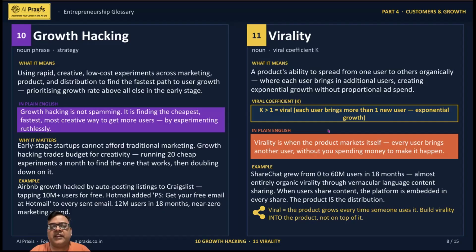Let's move to something called virality. Virality is when your product grows because users bring more users. The key concept here is the viral coefficient, K. If K is greater than 1, each user brings more than one user. That means there's exponential growth. Now, let's simplify this. Virality is when the product markets itself.